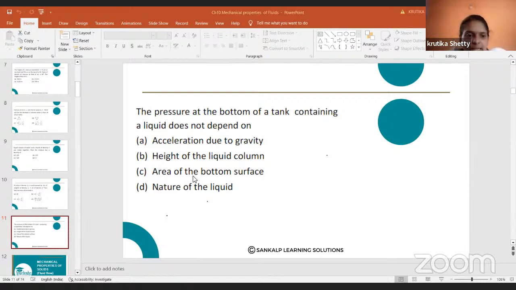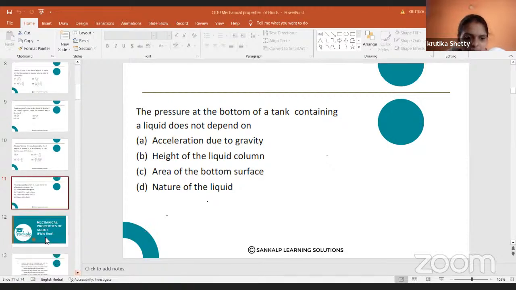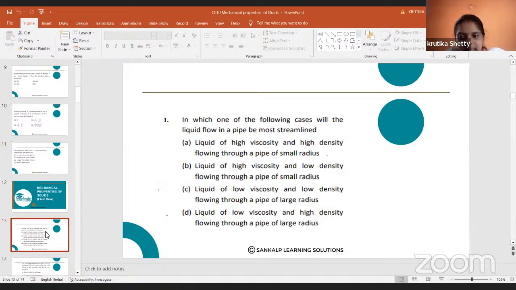Okay. So one last question we will discuss for today's class. See here, again theory. In which of the following cases will the liquid flow in a pipe be most streamlined? So if you know the relation between Reynolds number and viscosity, you can tell the answer. I'll just tell you the relation, you just see and you can tell by yourself.